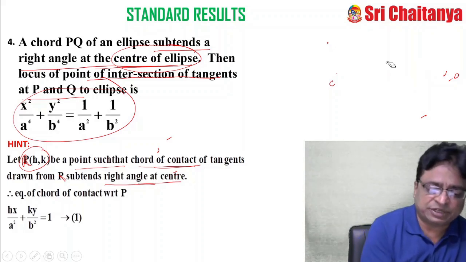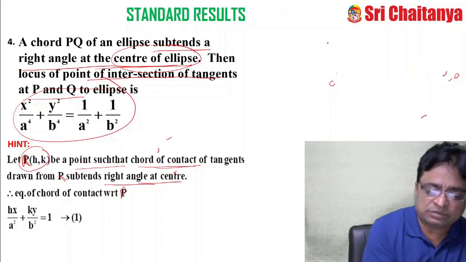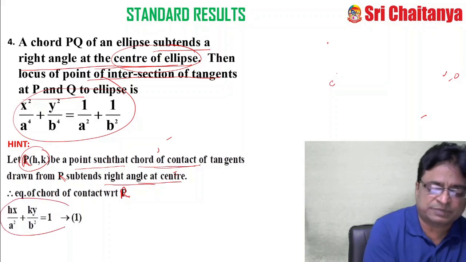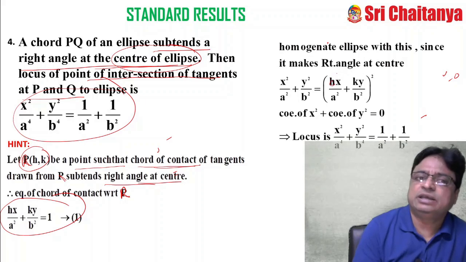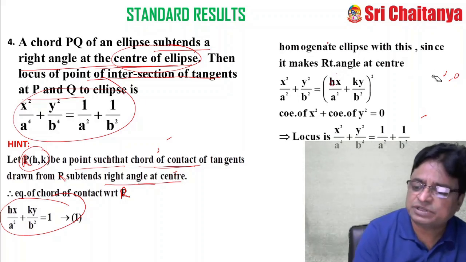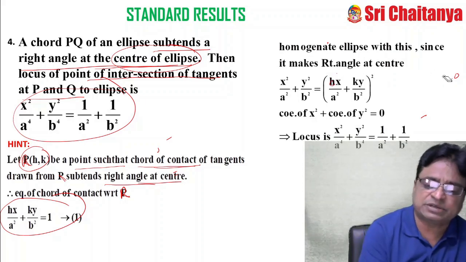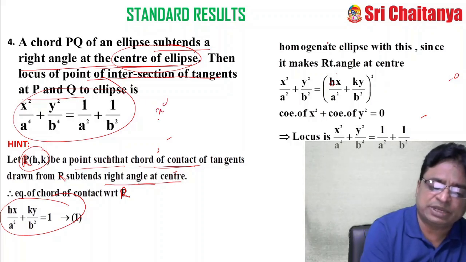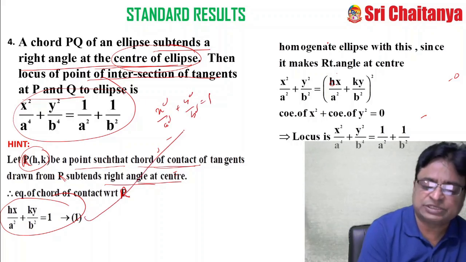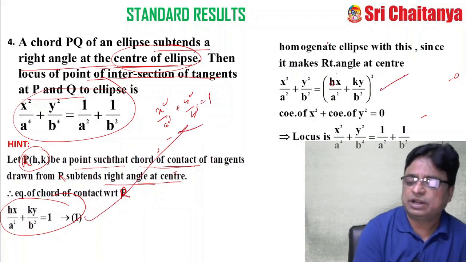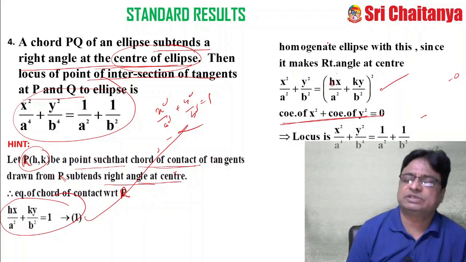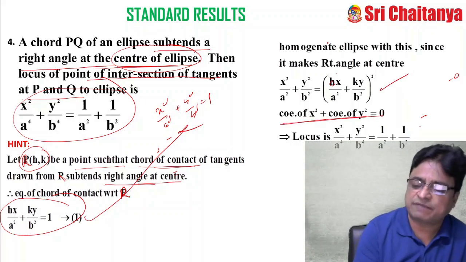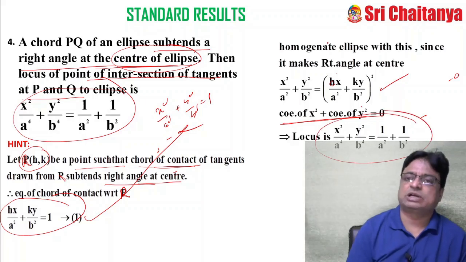So this is the equation of the chord of contact with respect to R. Now I am homogenizing using the equation of the ellipse. You have to consider the equation of the ellipse as x square by a square plus y square by b square equal to 1. Using this, homogenize. Since the angle is 90 degrees, apply coefficient of x square plus coefficient of y square equal to 0. After simplification, you will get this as the locus.